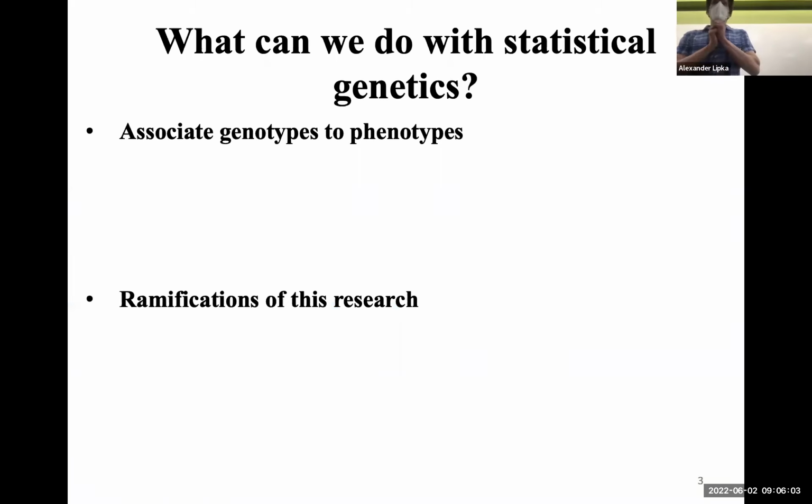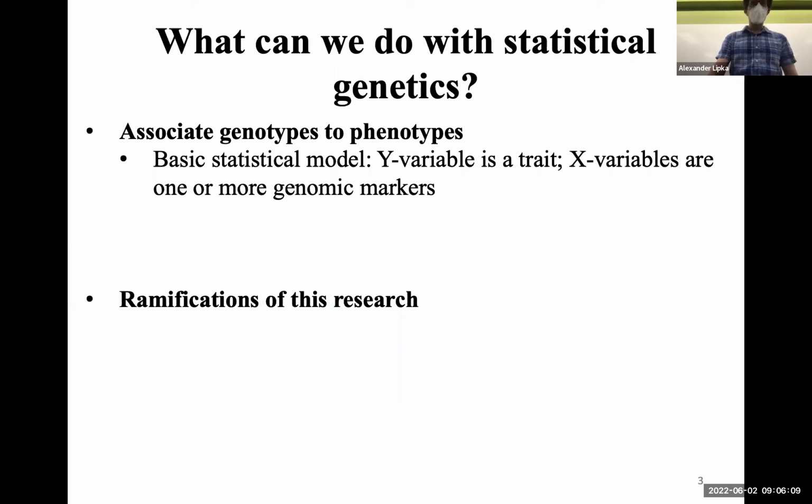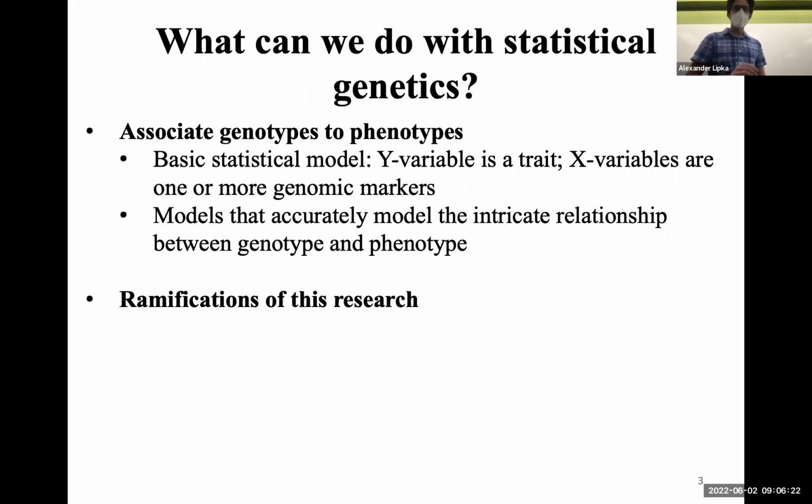So what can we do with statistical genetics? We can do G to P models. We can associate genotypes to phenotypes. The basic statistical model is this: your Y variable is a trait or multiple traits, and your X variable is one or more genomic markers.